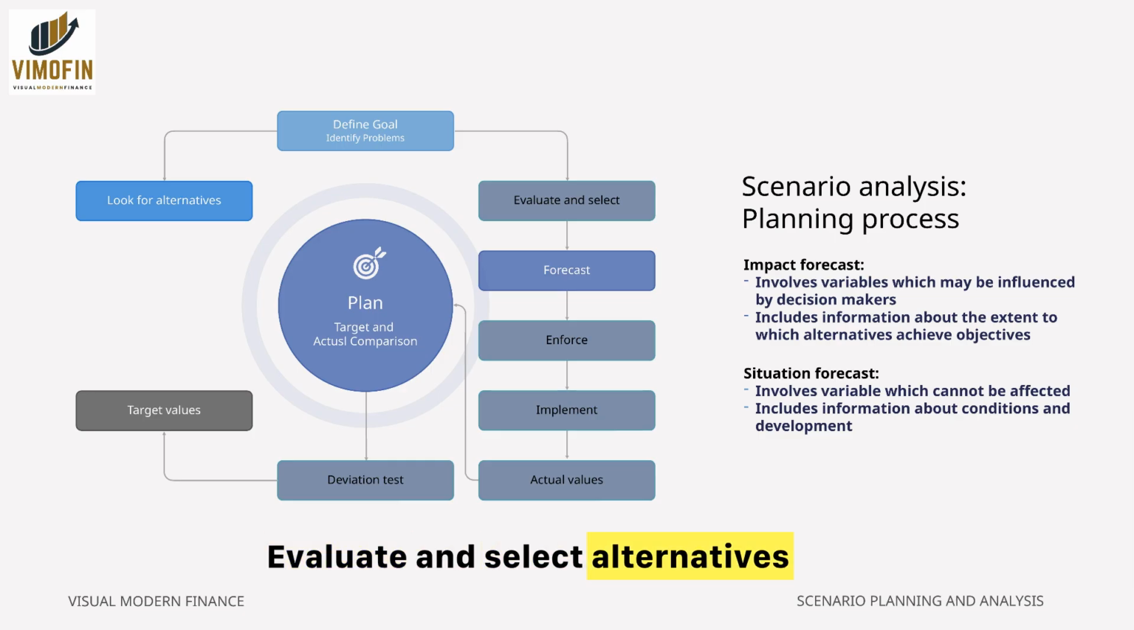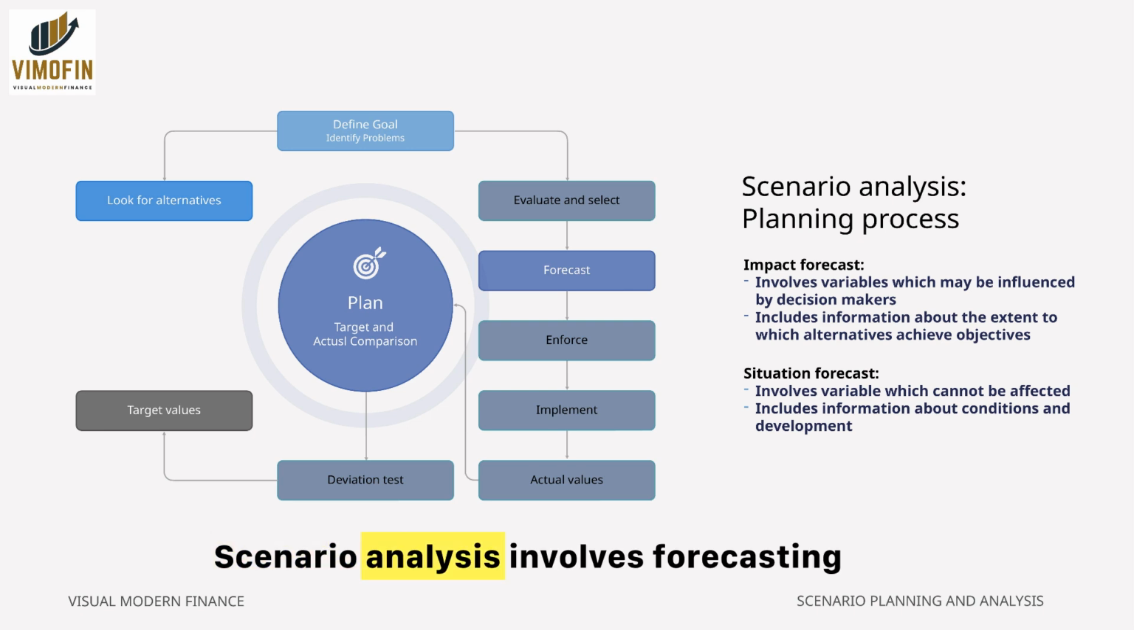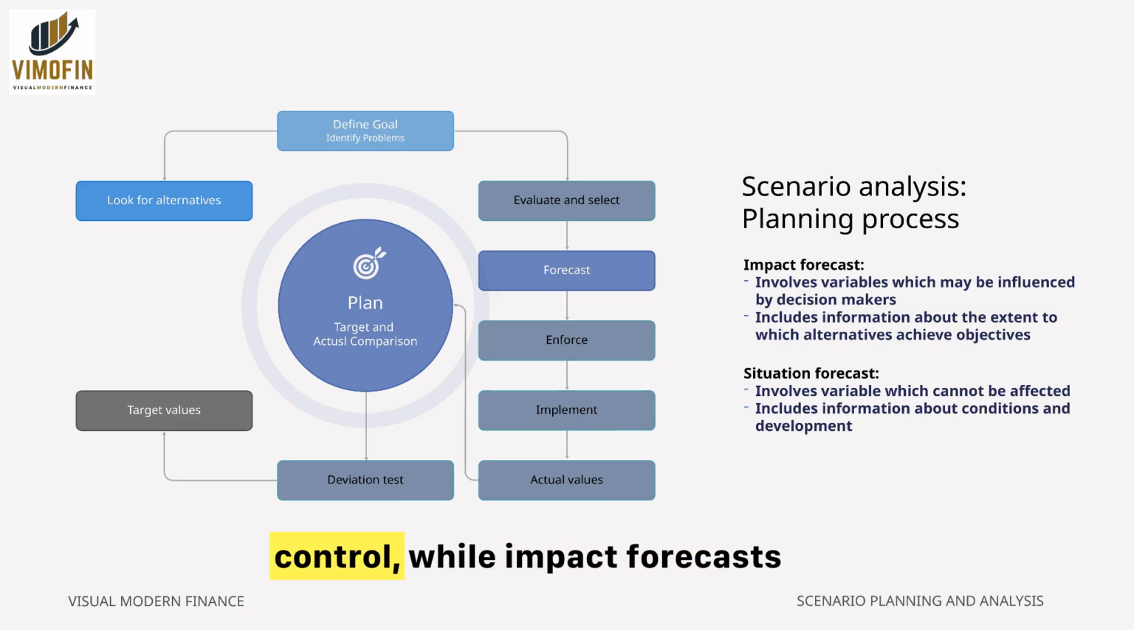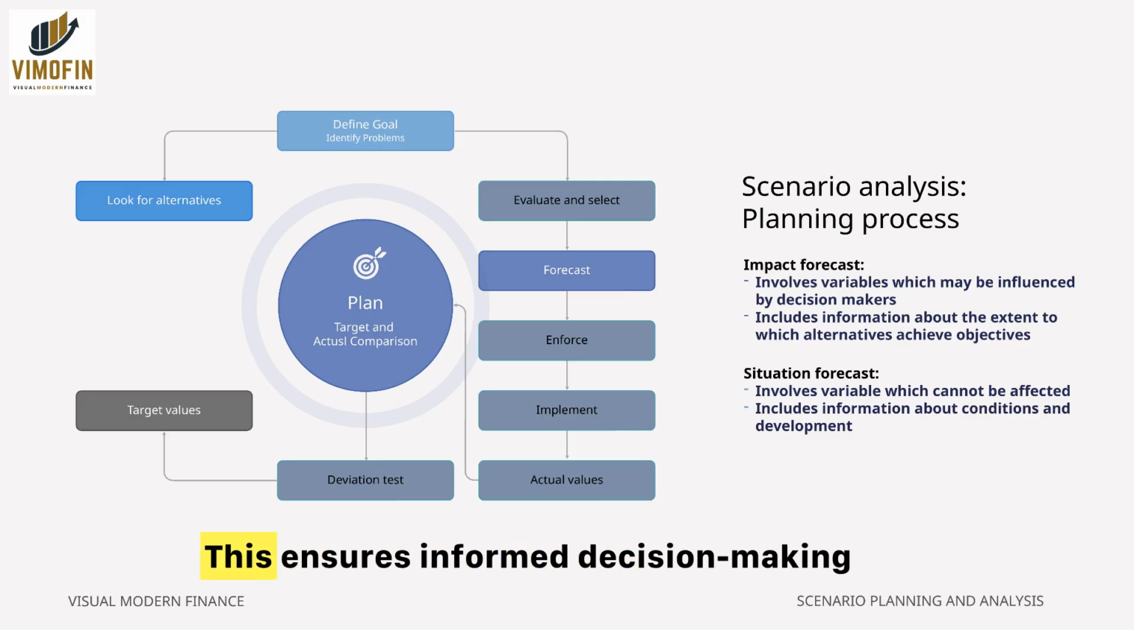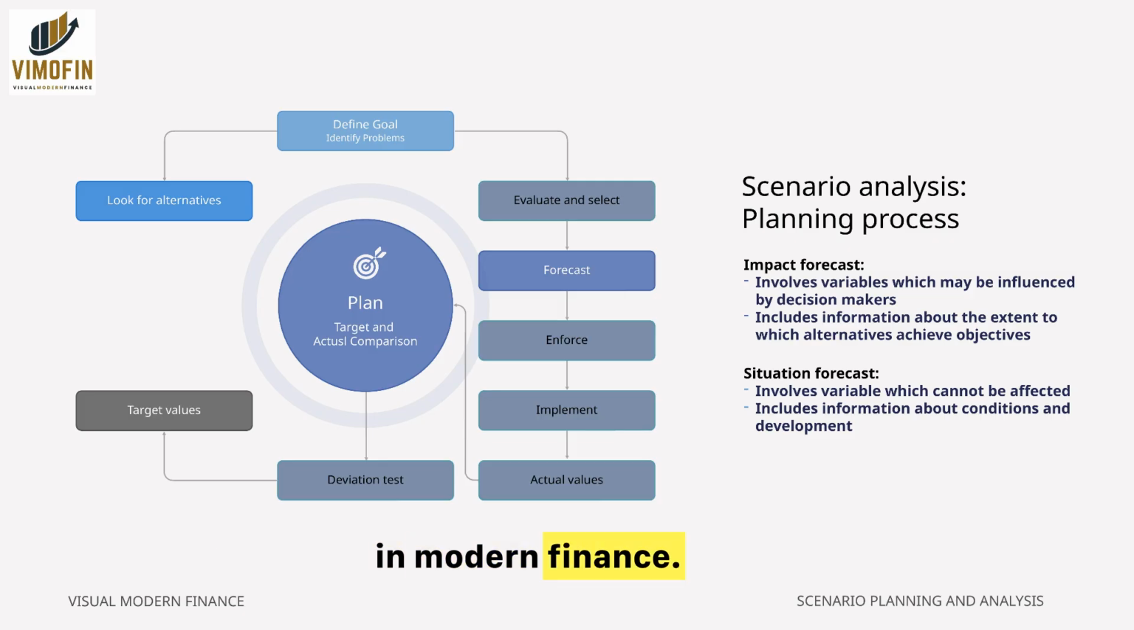Evaluate and select alternatives by defining goals and identifying problems. Implement plans by comparing target and actual values, using deviation tests to assess impact. Scenario analysis involves forecasting situations with variables beyond control, while impact forecasts consider decision-influenced variables. This ensures informed decision-making and effective strategy implementation in modern finance.